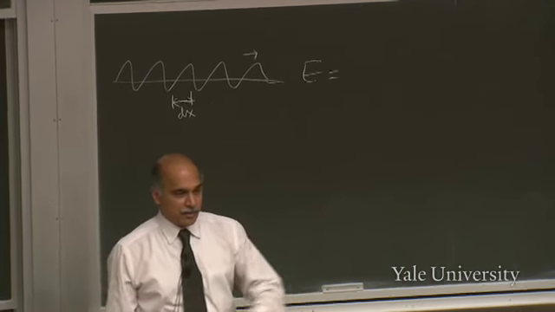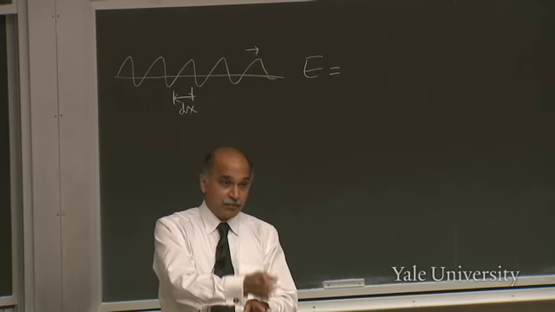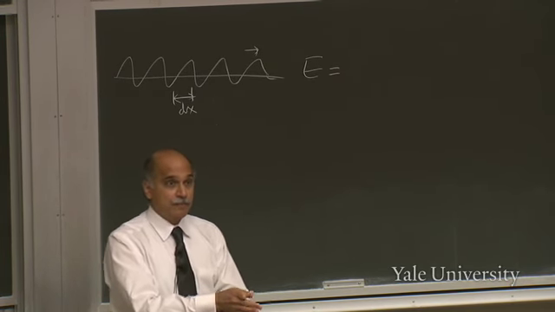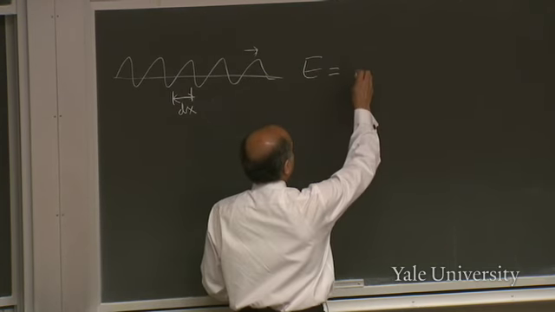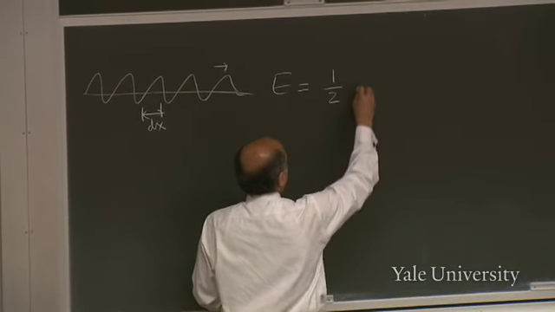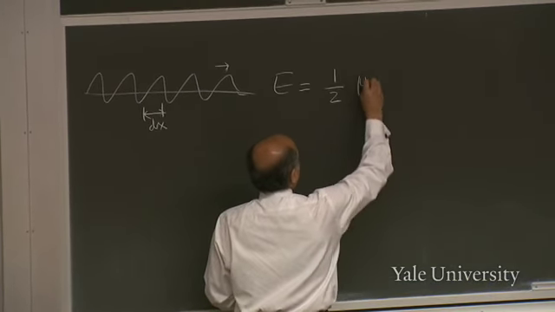Like for a harmonic oscillator, it's like finding the velocity when the mass is just swinging past the normal position x equal to 0. There the entire energy is kinetic energy. It's 1/2 mu dx, where mu dx is the mass of the segment I'm looking at.